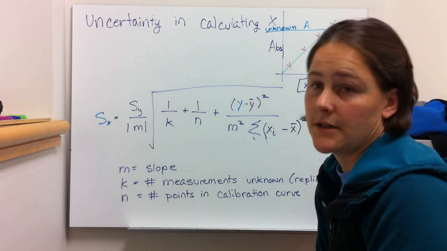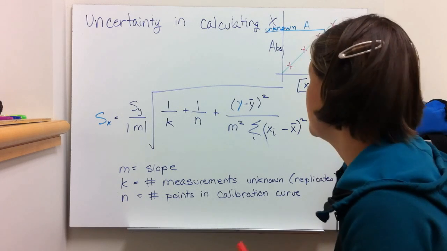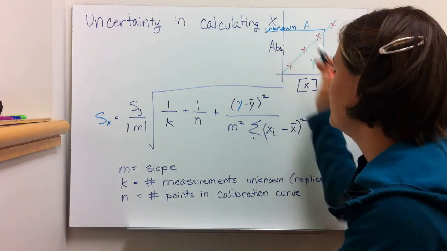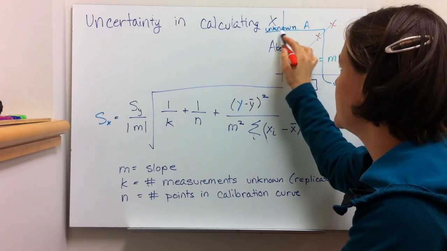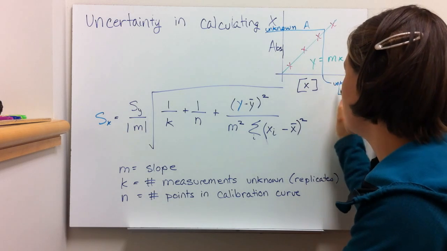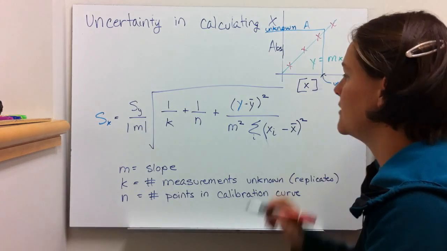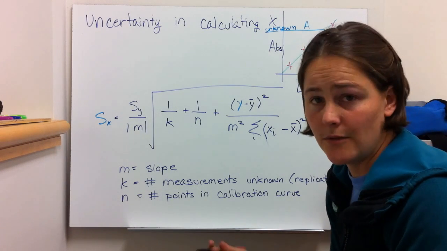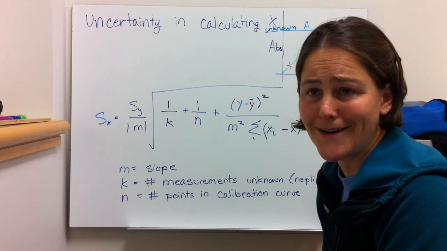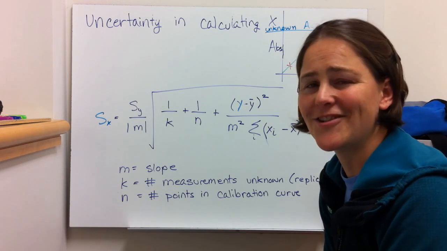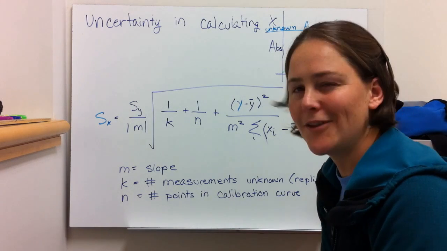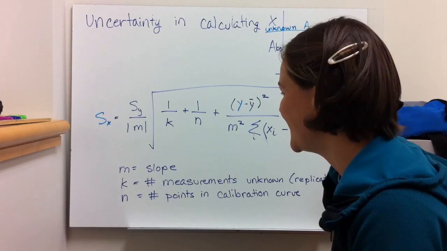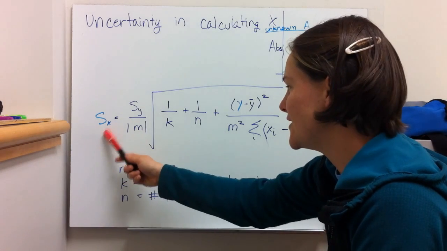So the last thing I want to talk to you about is calculating the uncertainty associated with the concentration when you measure the unknown absorbance and then you come down and you find the concentration from your calibration curve. How do you calculate an error associated with that? And since we're in the statistics and data treatment portion of this class, it's all about quantifying error. And so here it is. Here's the equation.